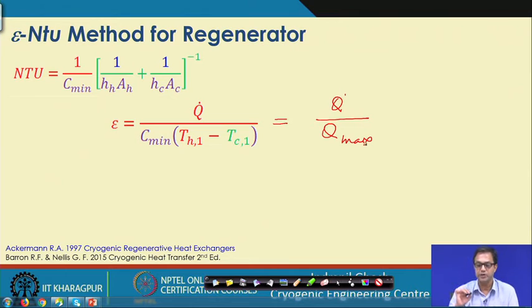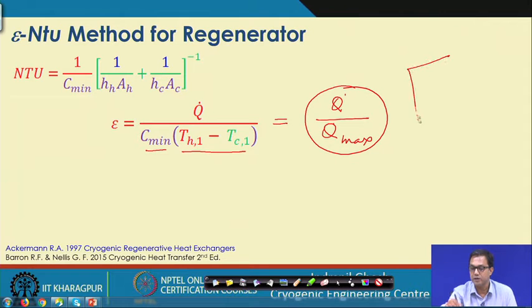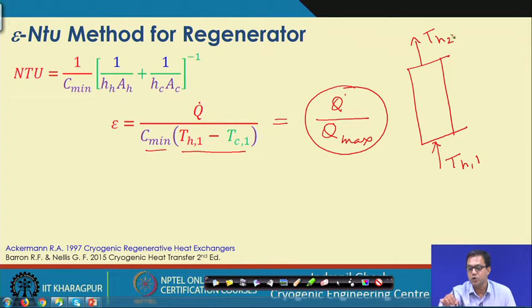So, the maximum heat transfer that is possible, and here in this case this will be C minimum multiplied by the maximum difference in temperature. This can be correlated like this: in the regenerator, the hot fluid stream is entering at a temperature of TH1, and as time passes this TH2 is dependent on time.